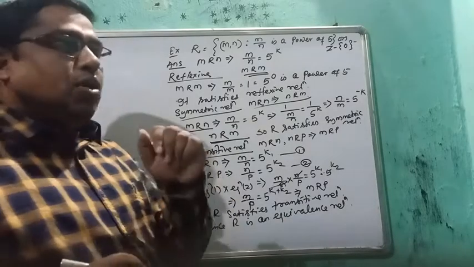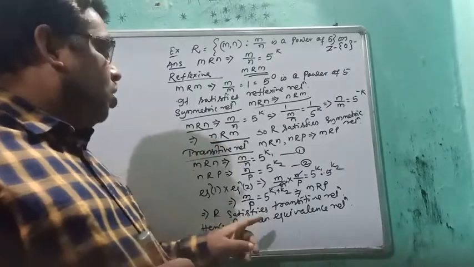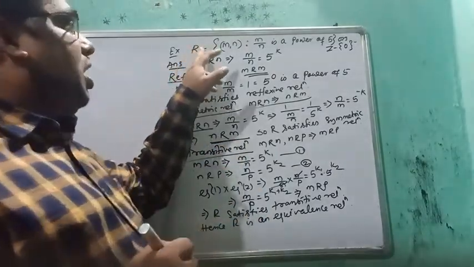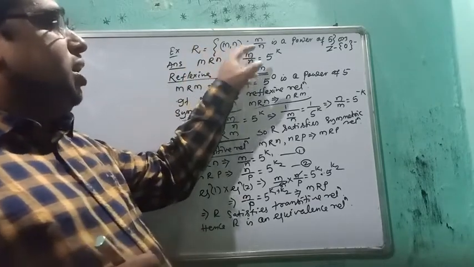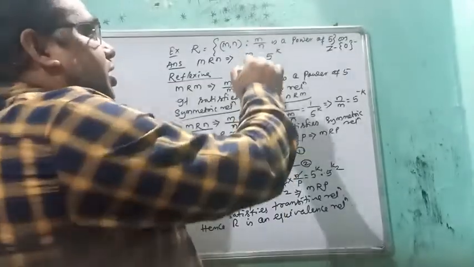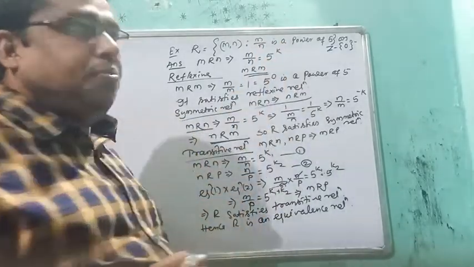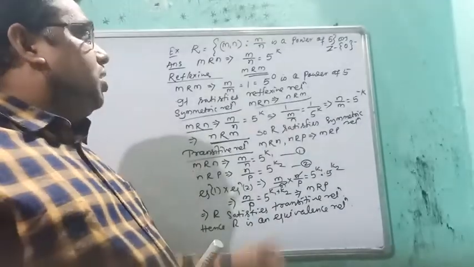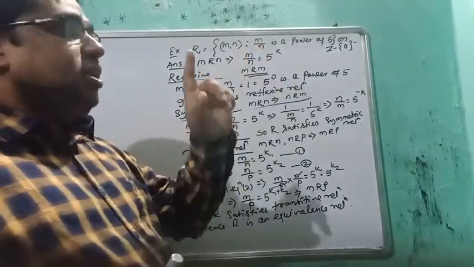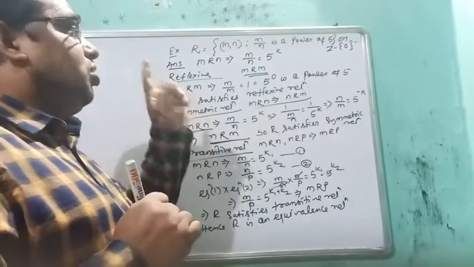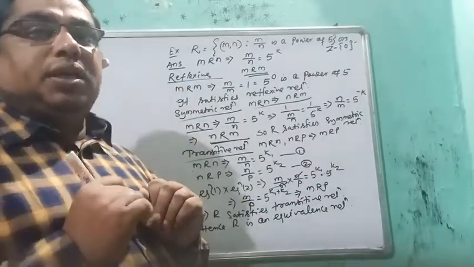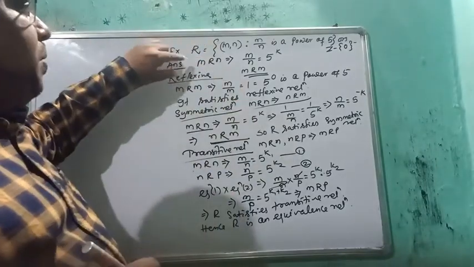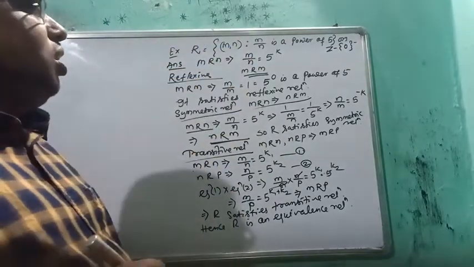Students, now we'll take an example of a type of relation. If R is a relation given by (m, n) pairs such that m/n is a power of 5 on the set Z minus 0, then we have to verify whether this relation satisfies the reflexive, symmetric or transitive relation. So first we have to find the relation given in the problem.